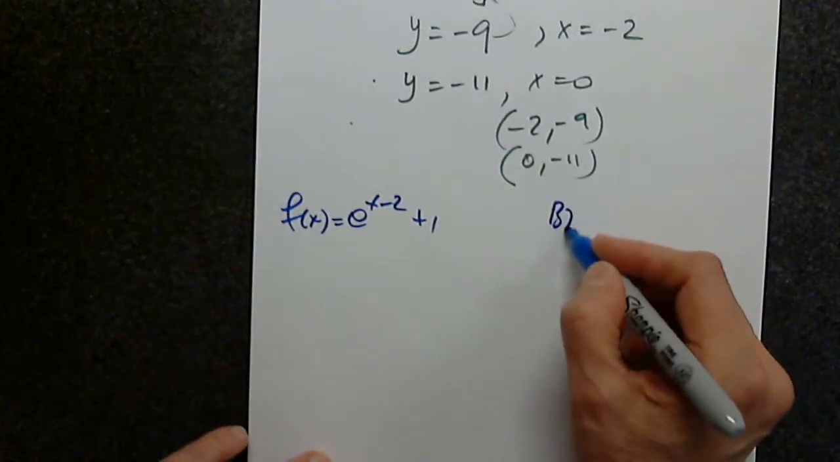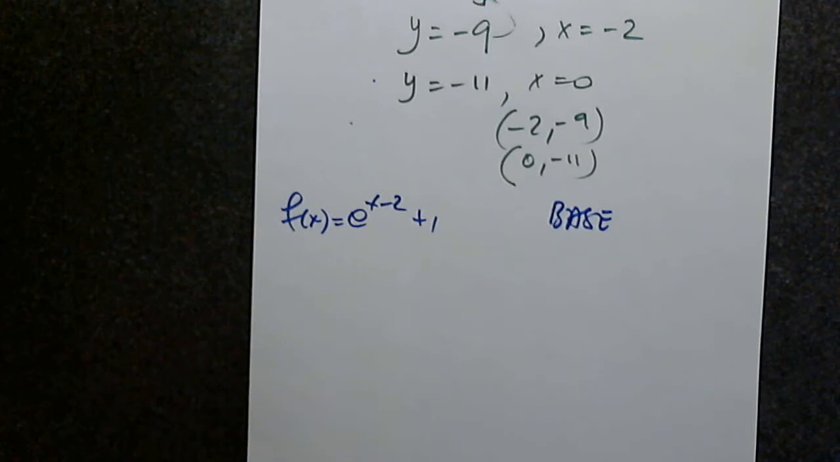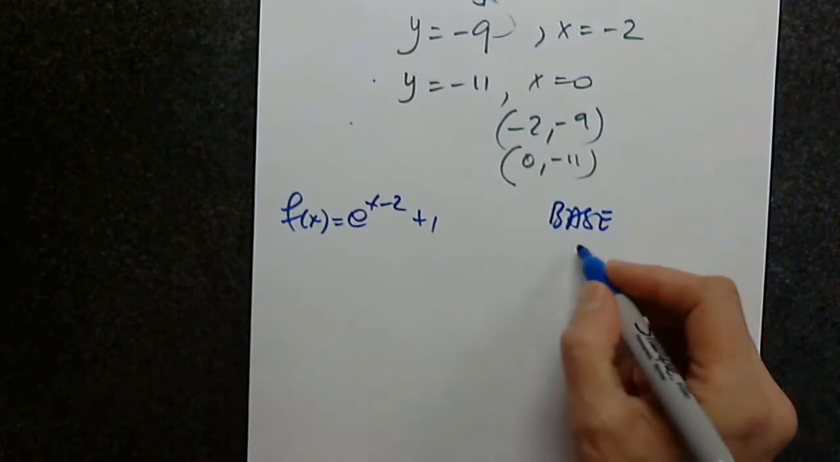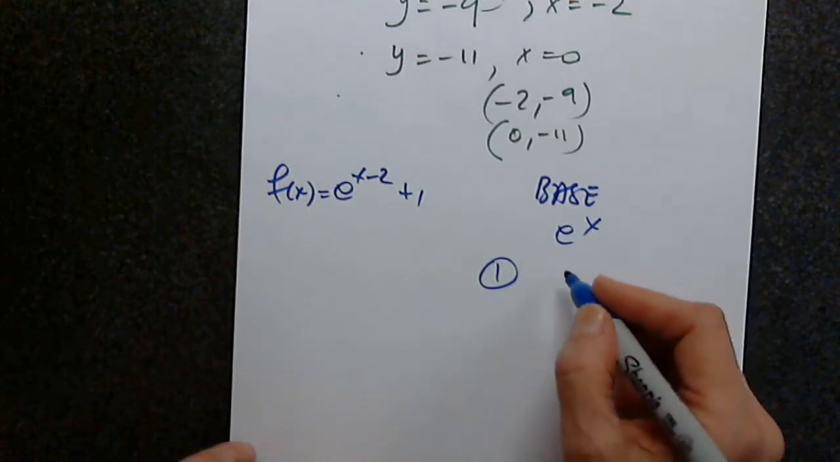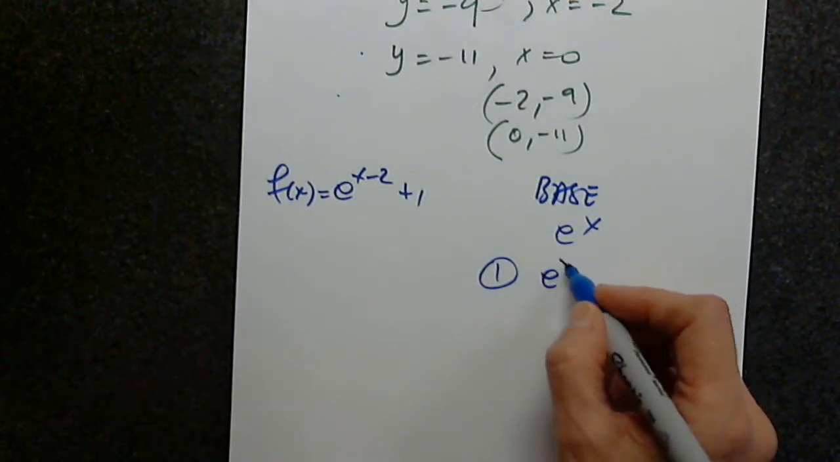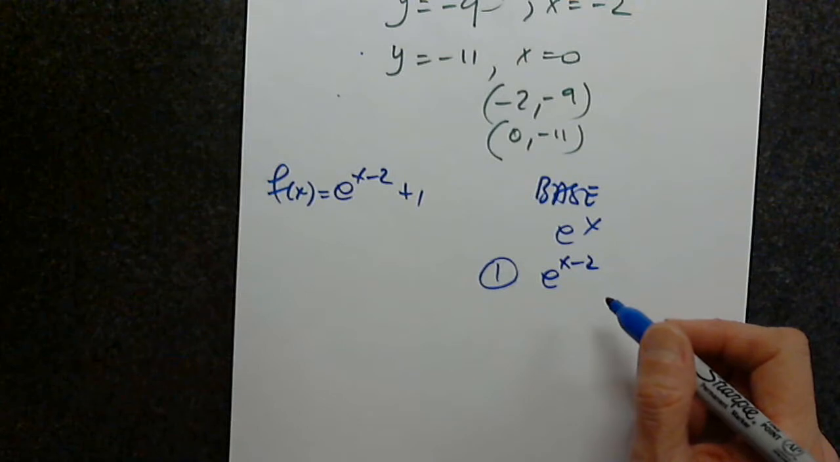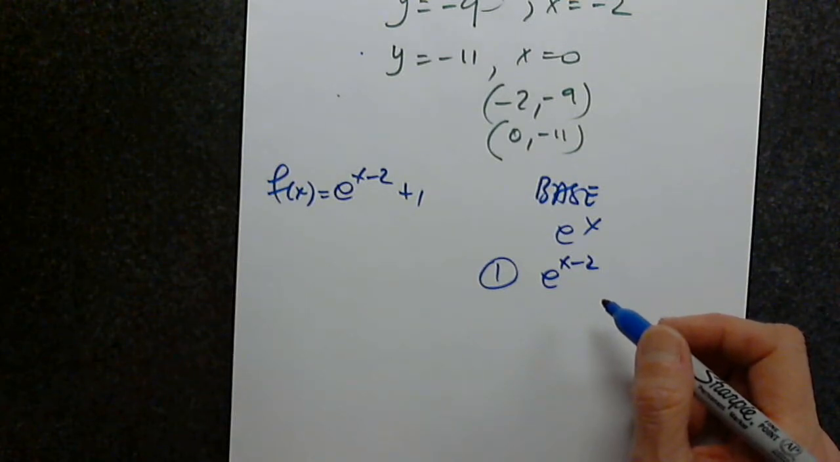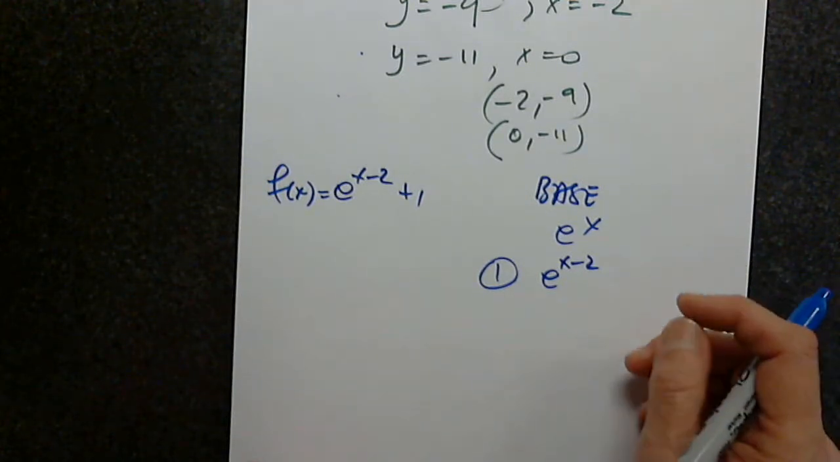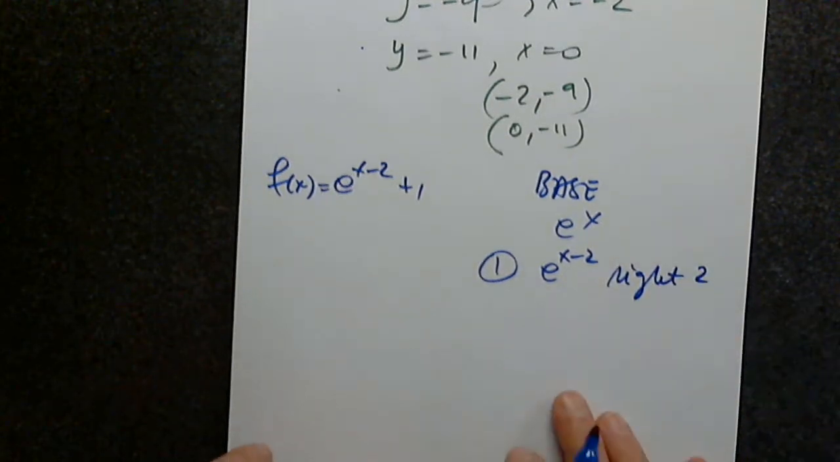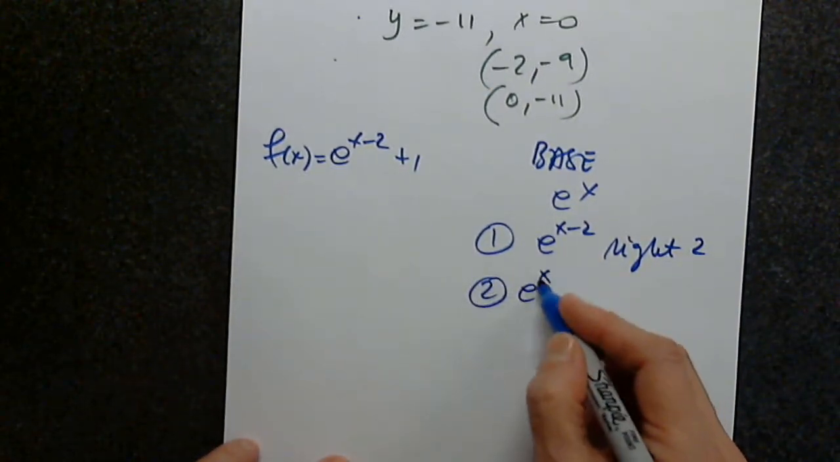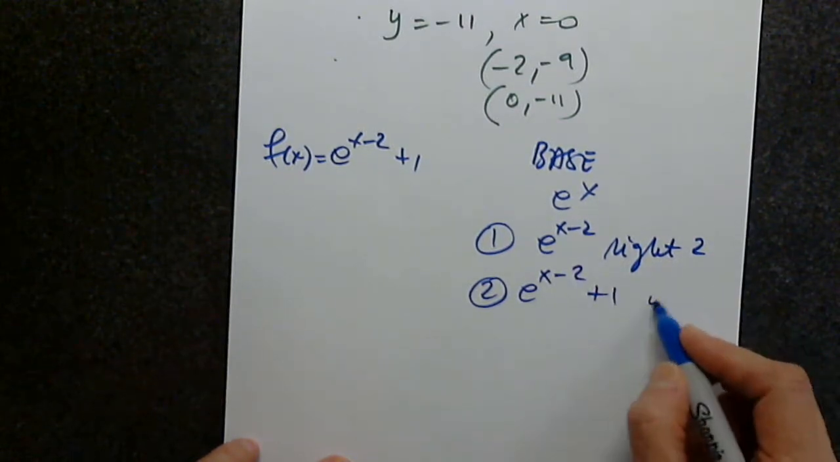What is the base function? Very good, e to the x. What is the first transformation? Very good. Where do we shift this graph? Not up and not left. Right, 2. And then number 2. e to x minus 2 plus 1, up 1 indeed.